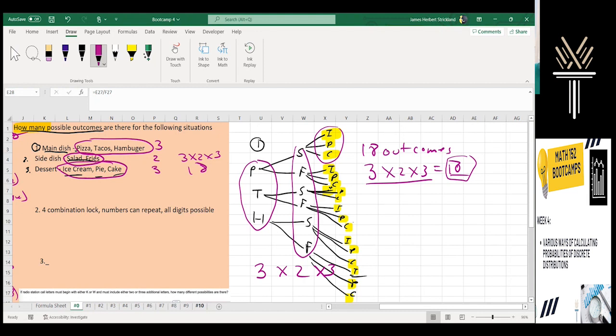The only real advantage of doing this terrible drawing is you get to what we call the sample space, where we can list out all the ways it could work out. You could say, well, the first branch, PSI, means that you could have a pizza, salad, and ice cream. And then you could have PSP, pizza, salad, pie. And then pizza, salad, cake. And so essentially you can read the tree and get all of the actual individual outcomes. That's the advantage of doing a tree diagram, is it allows you to list out the sample space.